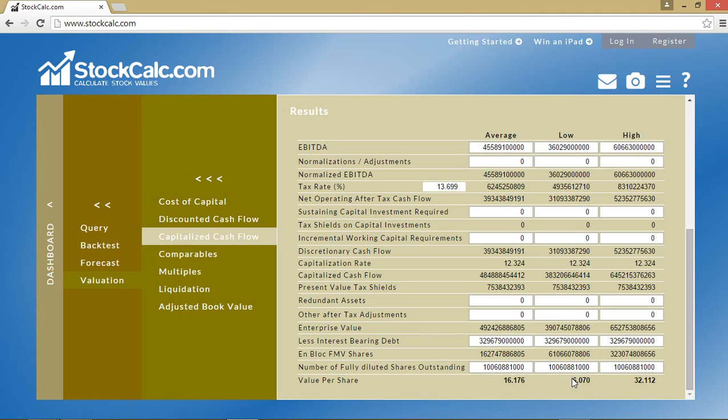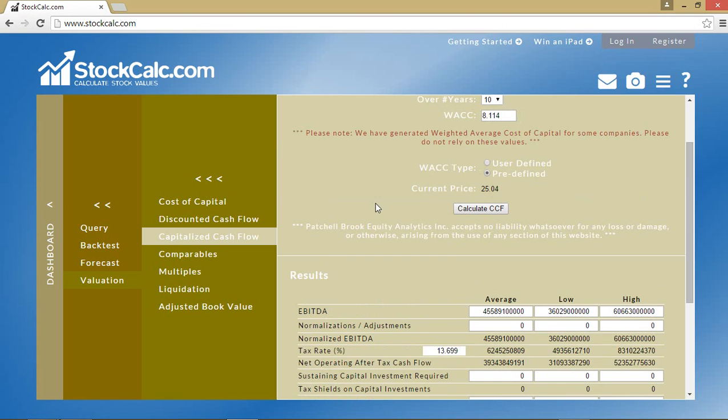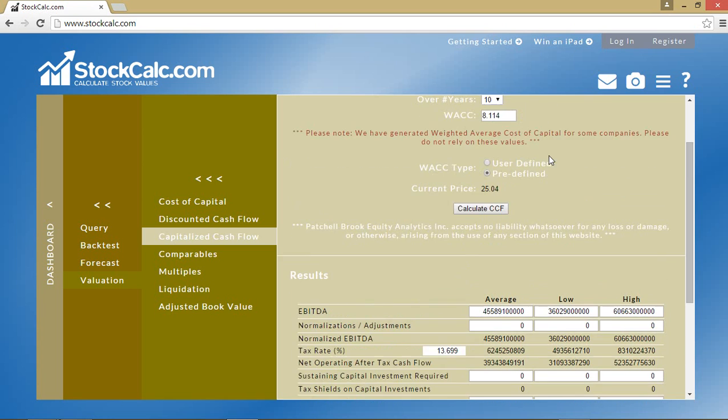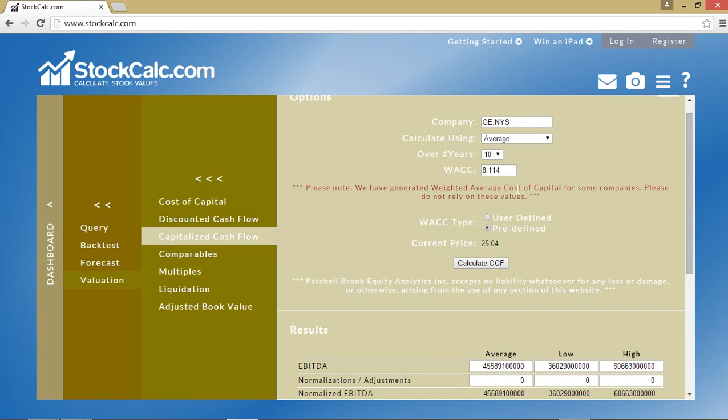The low over the last 10 years would have been, on these calculation basis, $6 a share with a high of $32 a share, again with this information. A capitalized cash flow relies on historic values. As you can see, there are no projections in this information. We're relying on the historic values over the period of time that we're dealing with.